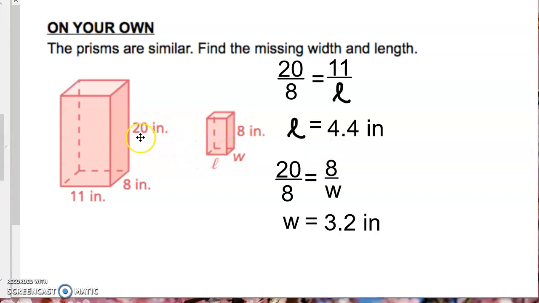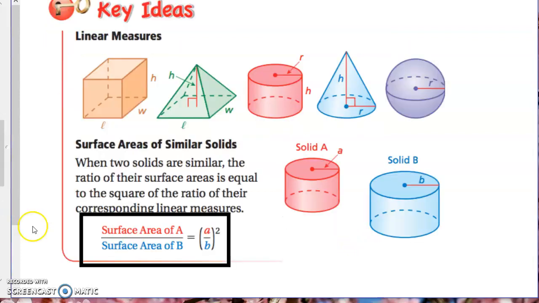Then to find W, I again use 20 over 8 because that's the one that I have both numbers. And then I did 8 over W because those two would match up as well. Remember, if I did 20 to 8, then I have to do 8 to W. I have to be consistent. So then 8 times 8 divided by 20 means that the width of W is 3.2 inches.